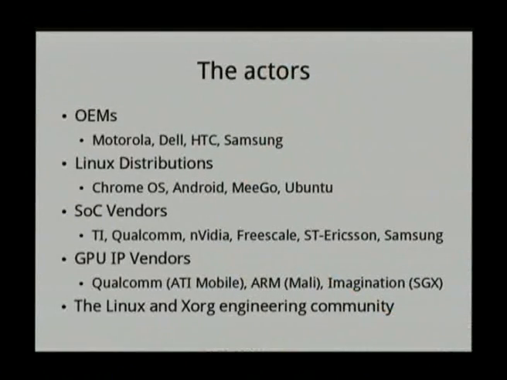Just a second portion to that preface. So who are the people that are involved in this? So OEMs, such as Motorola, Dell, HTC, Samsung, and Toshiba. There are tons of companies that are out there that are trying to put out ARM-based devices that use embedded GPUs and are failing to do that with straight Linux. Linux distributions are another important party in this problem here. So people like Chrome OS and Android, but also people like MeeGo and Ubuntu that are trying to put Linux on ARM devices and ship them are running into this.